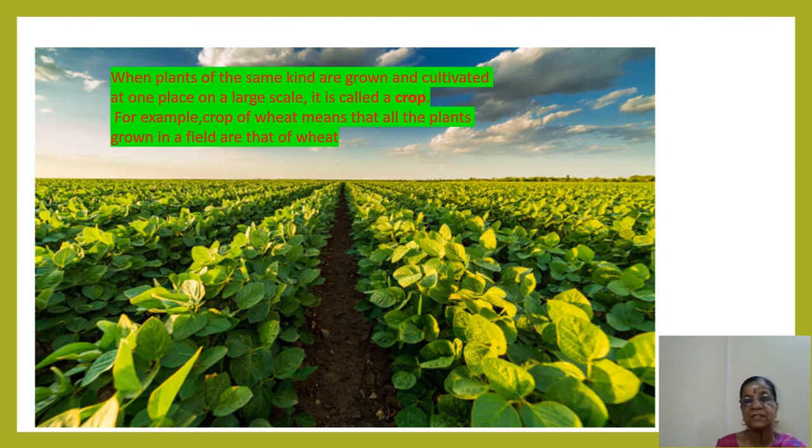எனக்கு தெரிஞ்சு அது wheat இருக்கலாம். I am not sure of the name of the plant. So it is the same kind of plant. So I repeat, when plants of the same kind are grown and cultivated at one place on a large scale, it is called a crop. For example, crop of wheat means that all the plants grown in the field are that of wheat.